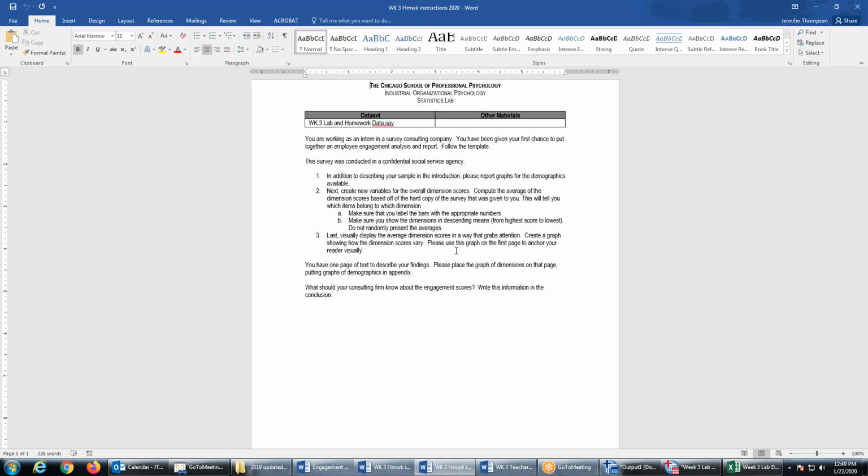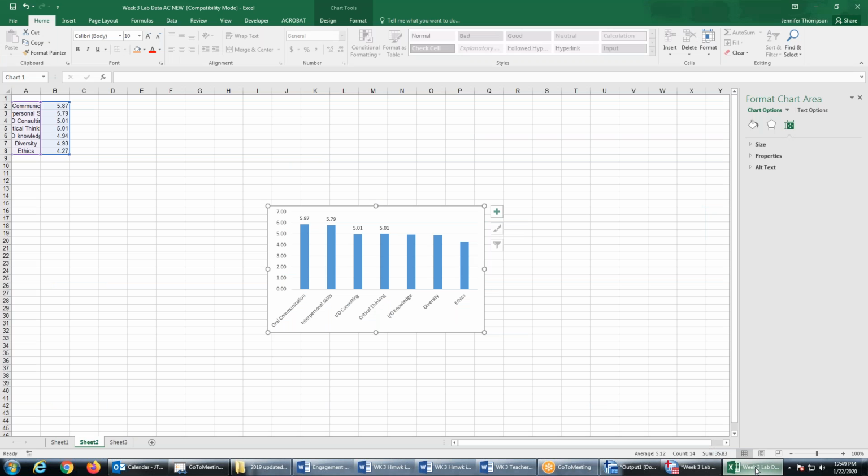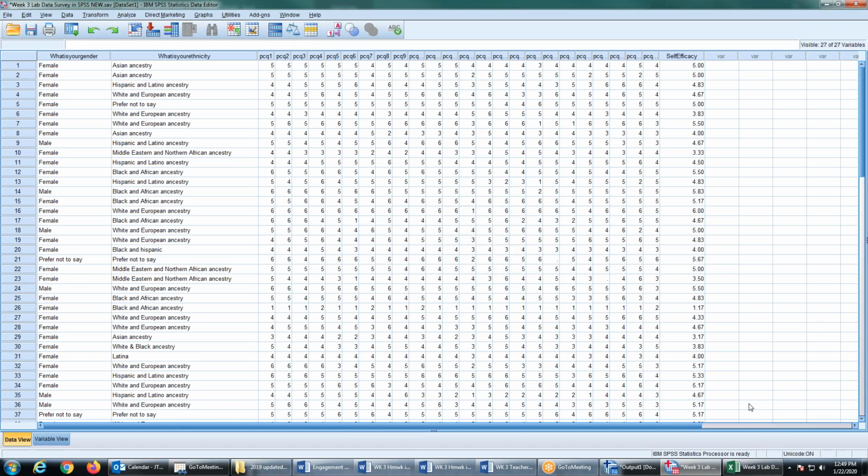So the best way for them to do that is to take their SPSS means and put them into an Excel. Right, and the thing is, I have you going over it in Excel, but not SPSS. Right. So once you do these, let me just go on and do them because I just want to make sure this works.